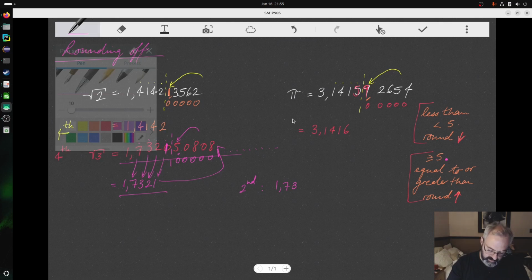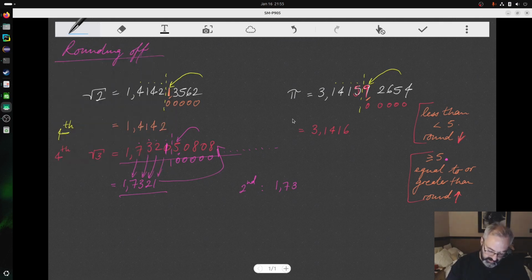Alright, how did we get that? If we count 1, 2, because we want the 2nd decimal, we put our imaginary line right here. And we have a look at the number right next to that imaginary line. That's a 2. 2 is less than 5, so we round downwards, and it just means that all of the rest of these numbers become zeros. We don't have to take the 3 back to a 2. It's just that all of them become zeros.